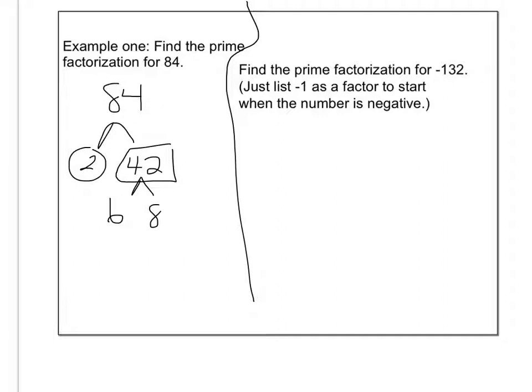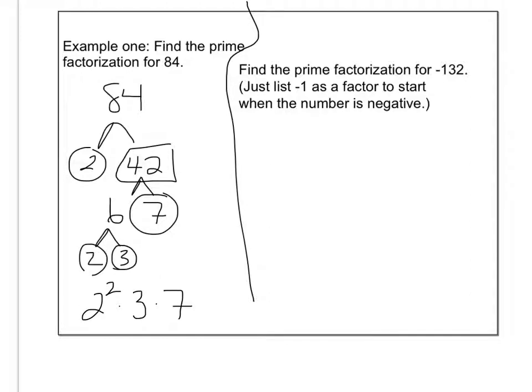Wait, is that? No, 6 times 7. My apologies. 7 is a prime number. 6 is 2 times 3. So we circle both those. So now we just go through and count up the 2's, 3's, and 7's we have. So we have 2 2's, so it's 2 squared, times 3, times 7. Always going in ascending order.